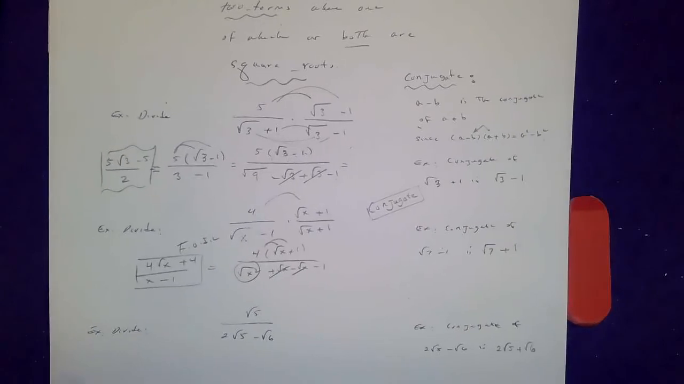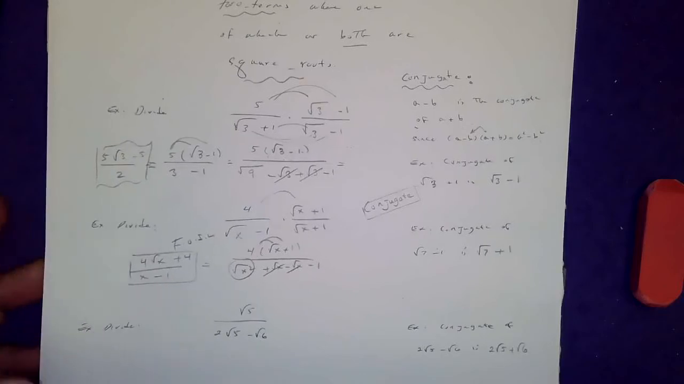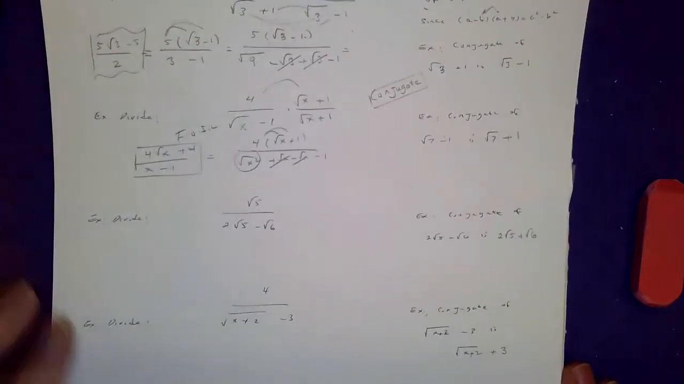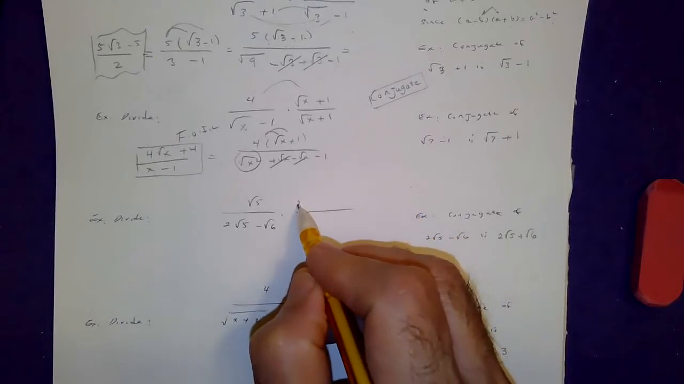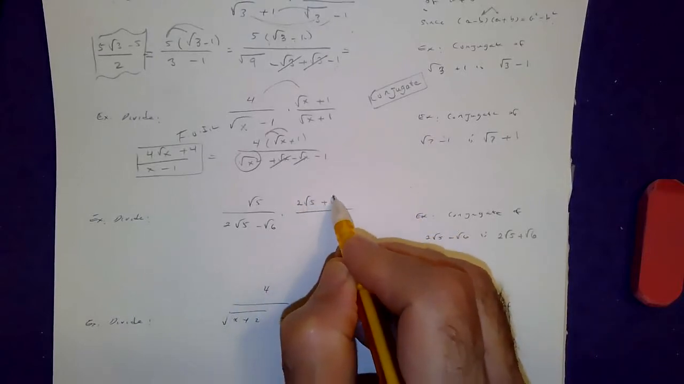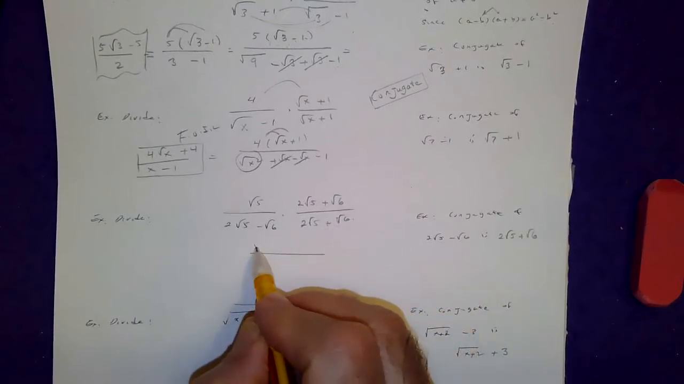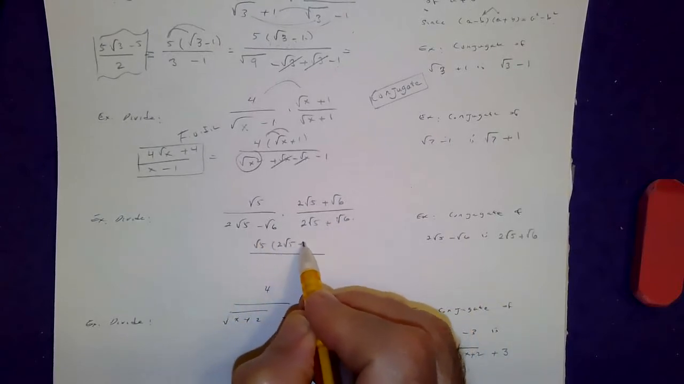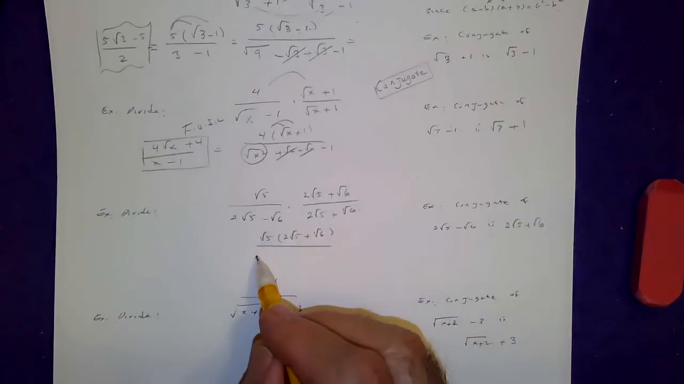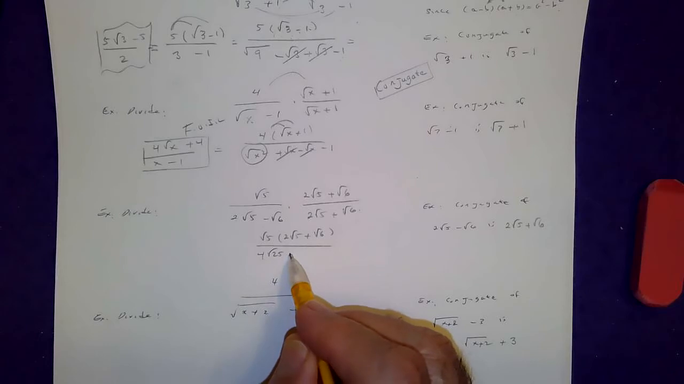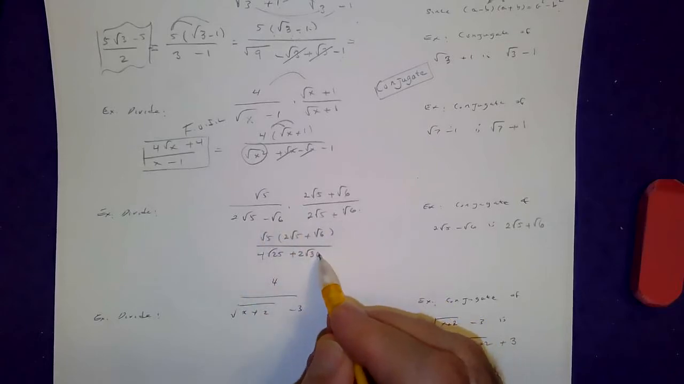Do you see it? The minute the denominator is free of radicals, you are done. Mission accomplished. What about this guy? You multiply top and bottom by what? The conjugate, which is 2 square root of 5 plus the square root of 6. Okay, so on top you get square root of 5 times 2 square root of 5 plus square root of 6. At the bottom, you have to FOIL this, so you get what? 4 square root of 25 plus what? 2 square root of what? 5 times 6, 30.